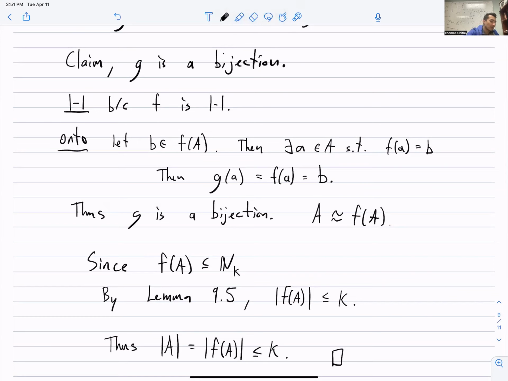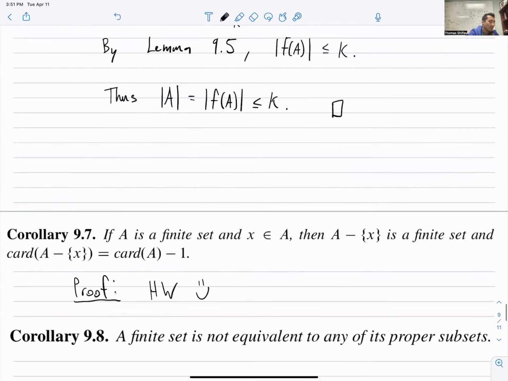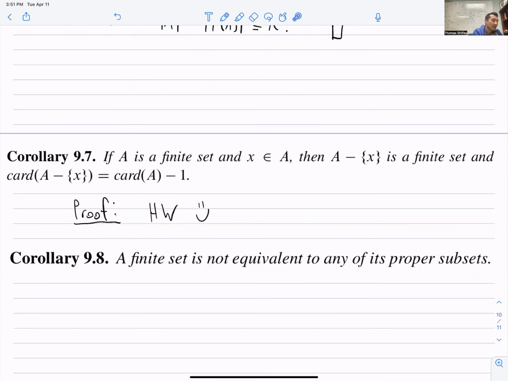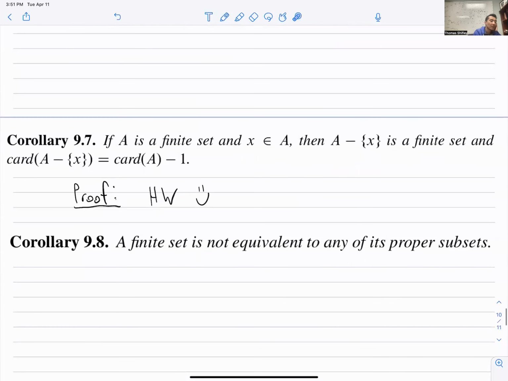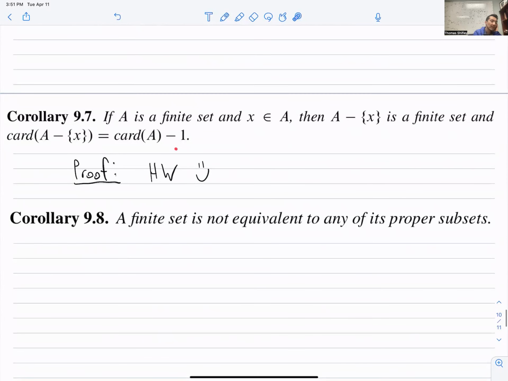This leads to a couple corollaries I'm not going to prove, but I'll just point them out. One of them will be a homework problem. If A is a finite set and x is an element of A, then A minus the element x is a finite set, and the cardinality of A minus x is equal to the cardinality of A minus 1, which means you can subtract 1. And a finite set is not equivalent to its proper subsets. I'll start class on Thursday with this one. It's not that hard.